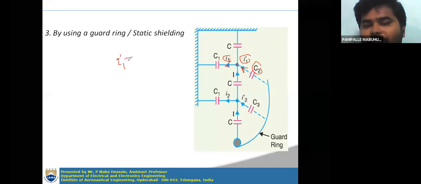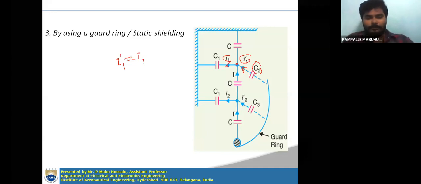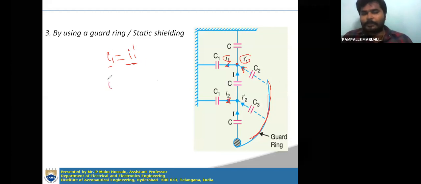I1 is equal to I1 dash. You have to arrange this guard ring in such a way that I1 must be equal to I1 dash. In a similar way, I2 will be equal to I2 dash. That means I2 is neutralized by this current.